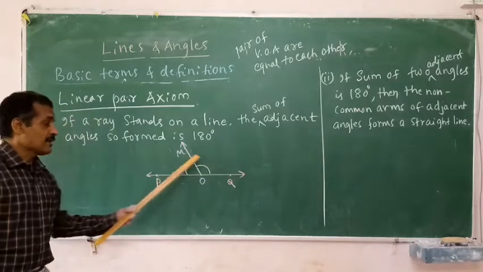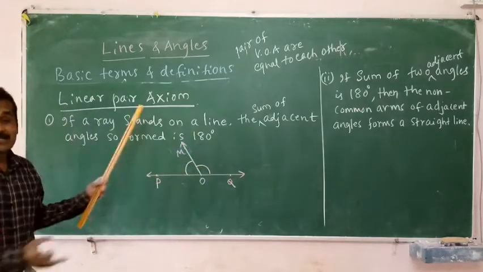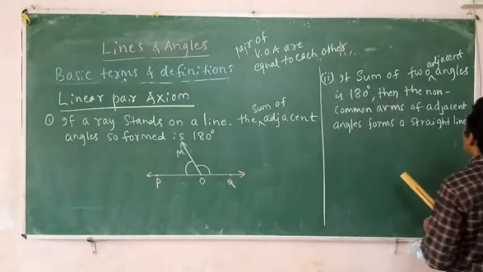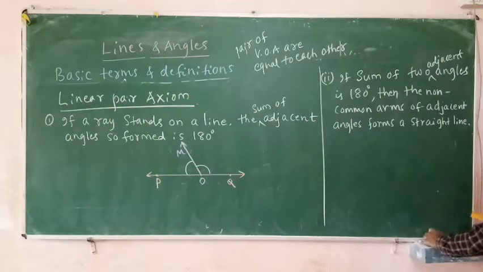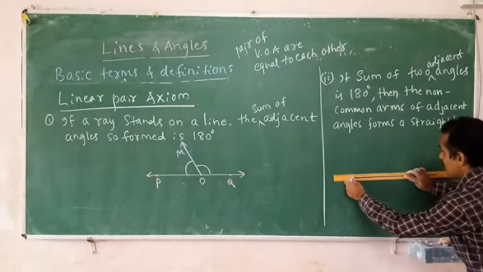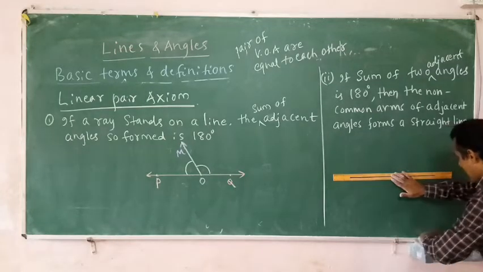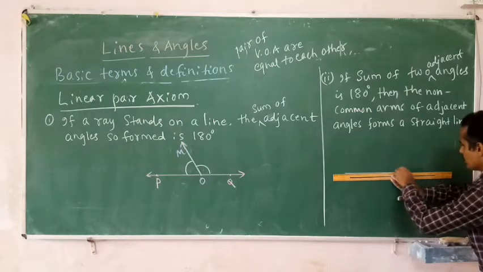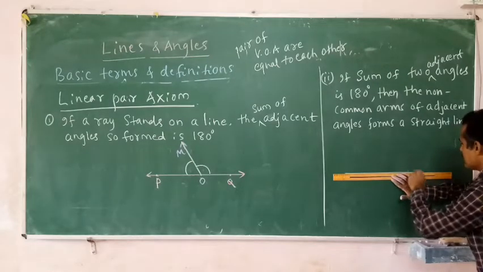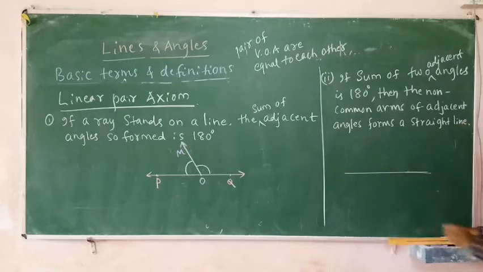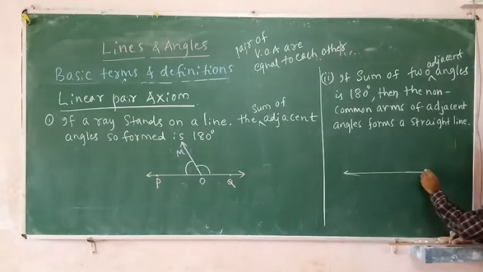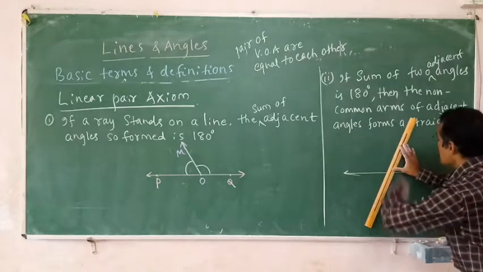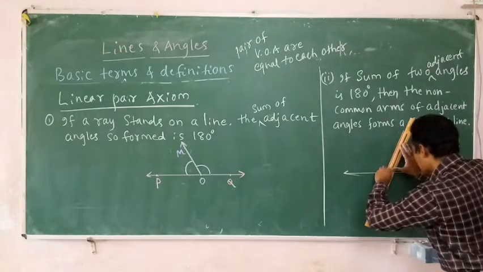The sum of the two adjacent angles is equal to 180 degree. This is called the first linear pair axiom. Second, if the sum of the adjacent angles is 180 degree, I will draw the sum of the two adjacent angles is 180 degree. Okay?